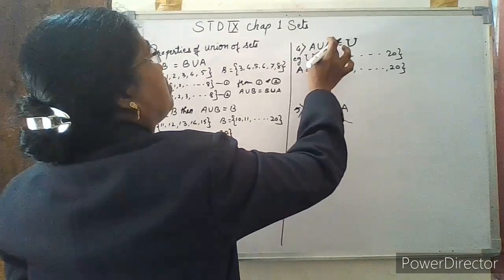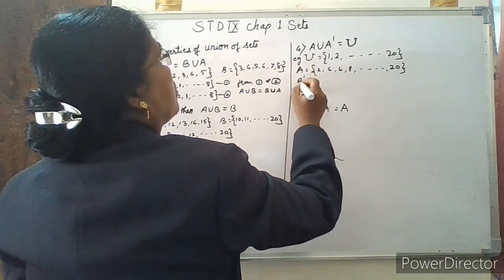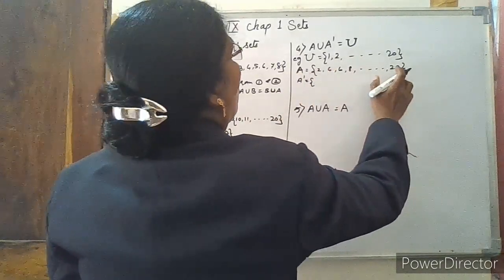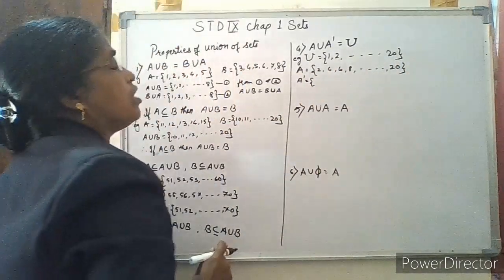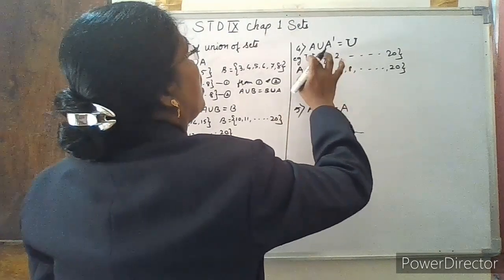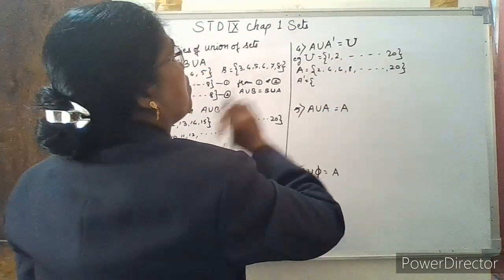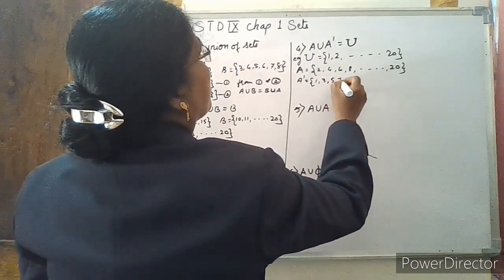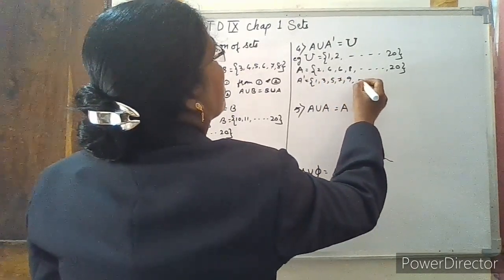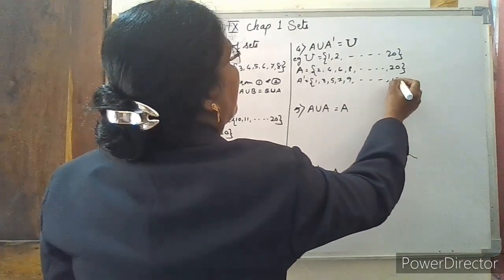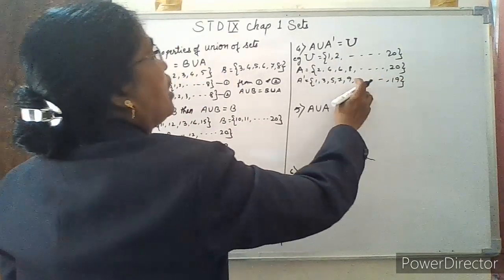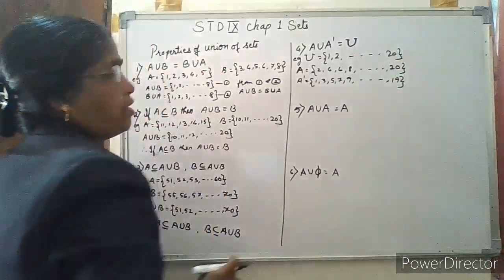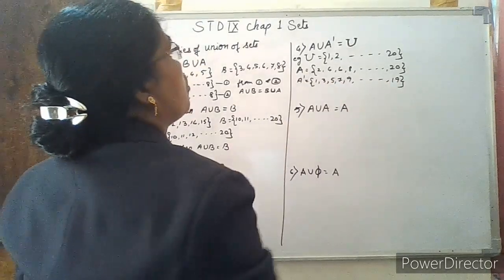So what is the complement of A? Let us find out the complement of A. When A is the set of all even numbers, then the set of all odd numbers in the universal set will be the complement of A. So 1, 3, 5, 7, 9, 11, 13, then 15, 17, 19. This is the complement of A.